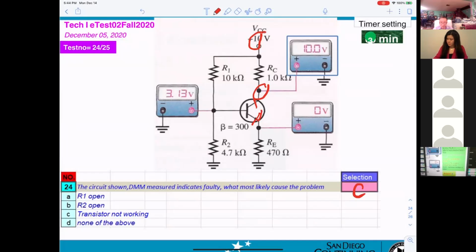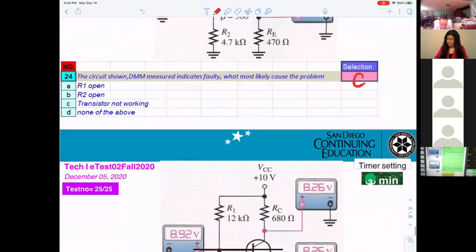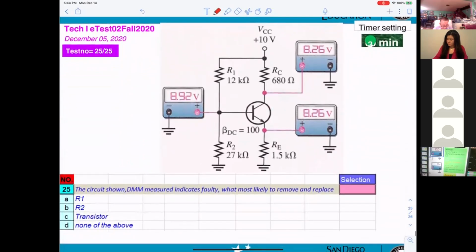Okay, so almost done. Last one. Okay, 25. Same thing, right? Yes. If you do a calculation, maybe this voltage is okay, but I don't care. You get 8.26 volt here, and you get the same voltage here. So it looks like the transistor is not working. So the answer will be C again.